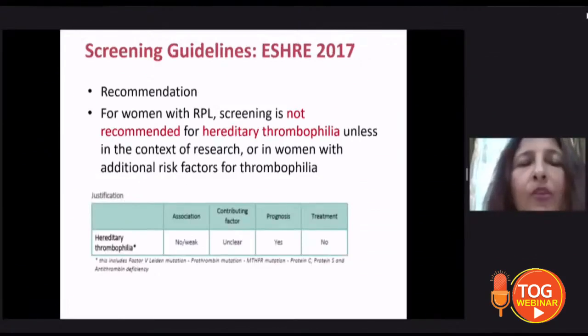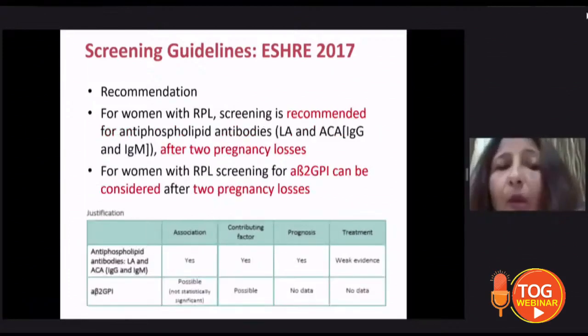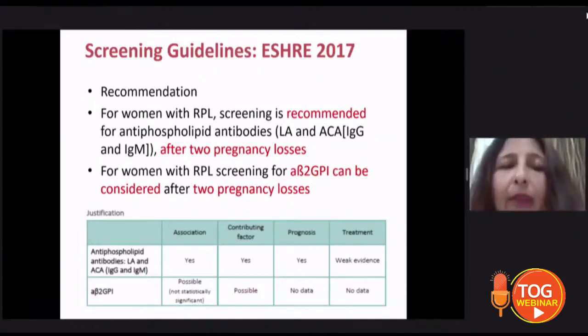So what does ESHRE recommend? The 2017 guidelines are: for women with RPL, screening is not recommended for hereditary thrombophilia unless in the context of research or in women with additional risk factors for thrombophilia. But for women with RPL, screening is recommended for antiphospholipid antibodies, both IgG and IgM, if there are two pregnancy losses. Now, coming to the anticoagulant therapy, heparin.